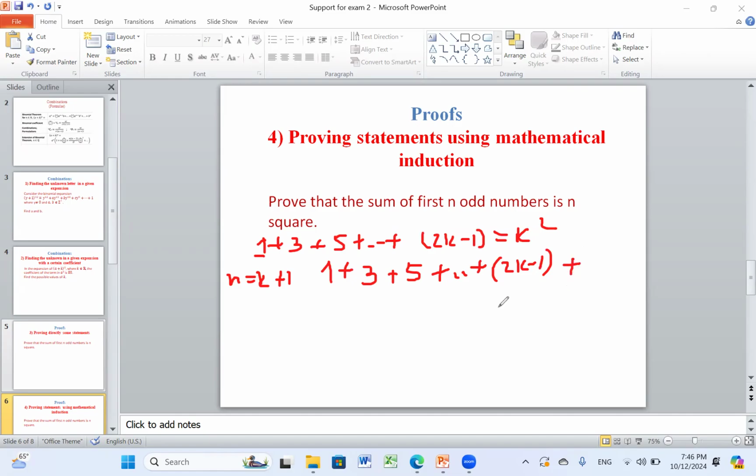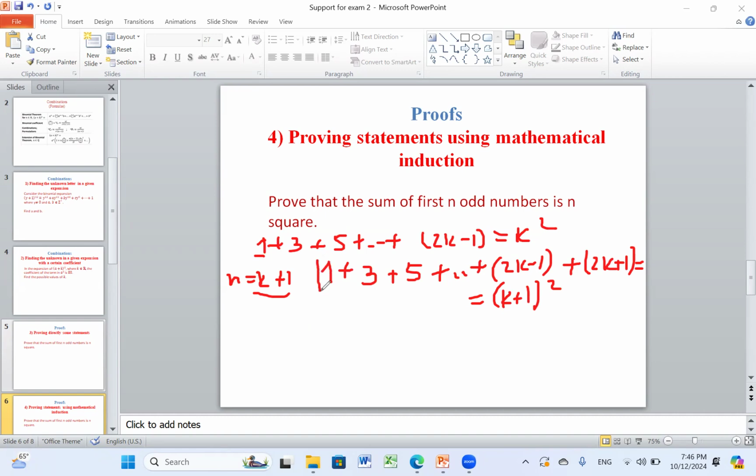And the next one, you see, is the k plus 1 term. So the next one is 2k, but instead of k, you place k plus 1. You're going to get 2k plus 1. So after 2k minus 1, the next odd number is 2k plus 1. It should be equal to, we have k plus 1 elements here, so it should be equal to k plus 1 squared.